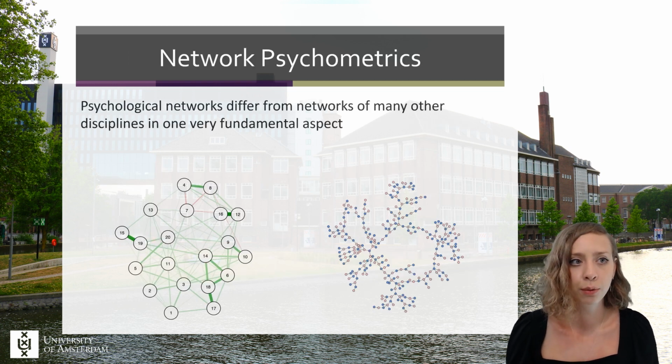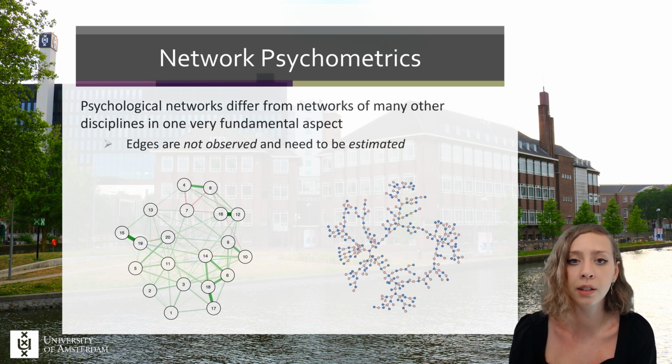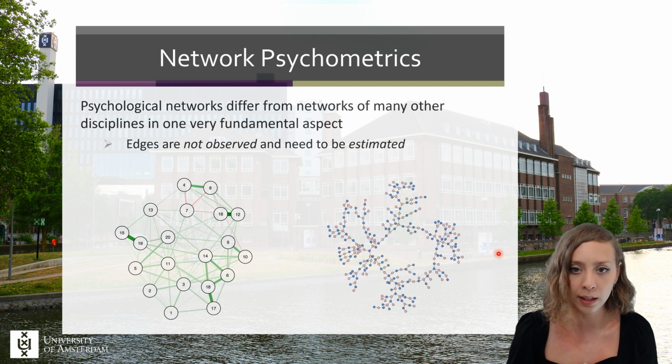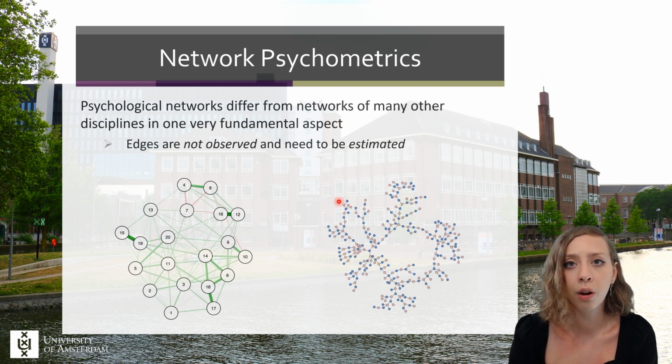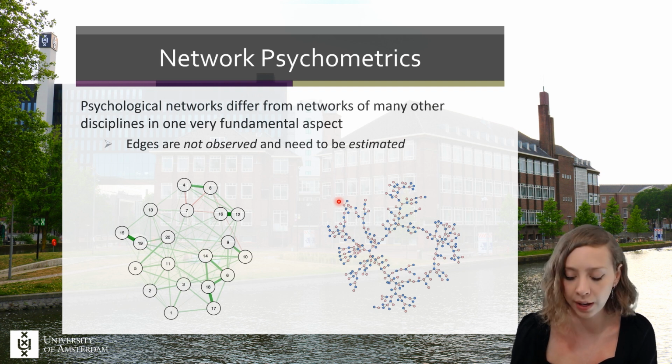So once again, I would like to really point out that psychological networks differ from networks of many other disciplines in one very fundamental aspect, and that is that the edges are not observed and we need to estimate them. So unlike social network analysis, and unlike this network of dating patterns that we saw before, in psychology, we usually use data, and then we estimate these network structures from data. And that's a very, very important distinction.